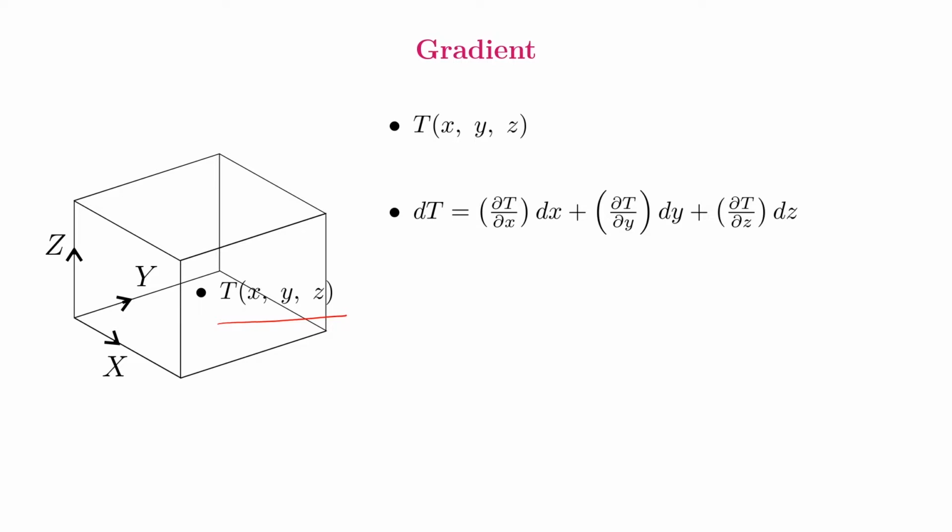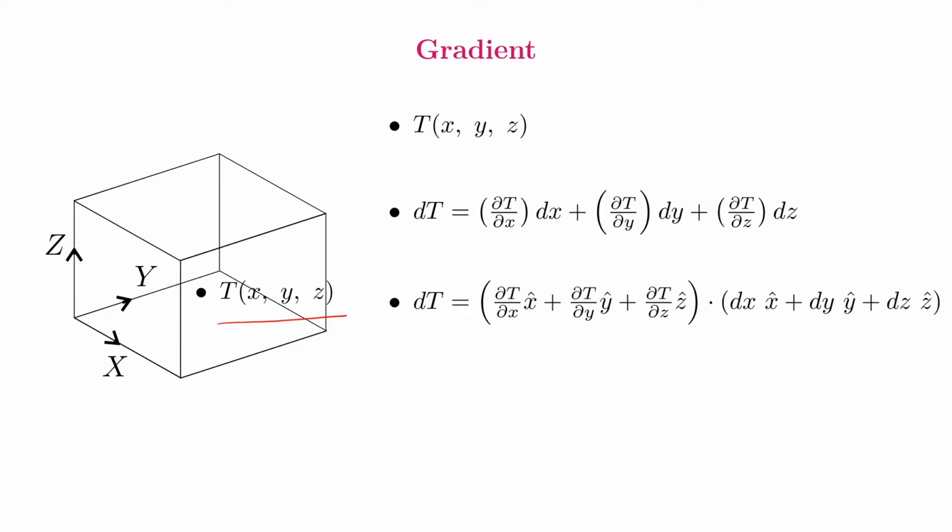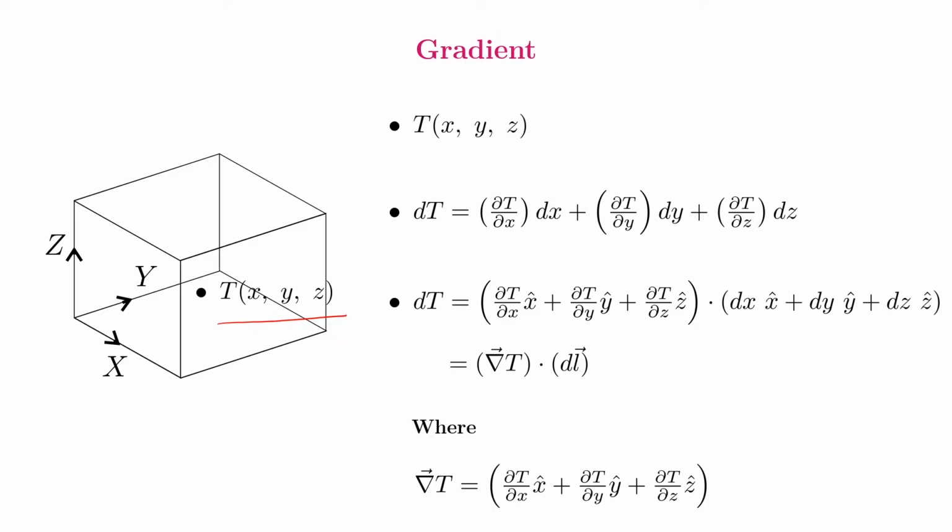dx, dy, and dz. And this equation can be represented in terms of a dot product as (∂T/∂x x̂ + ∂T/∂y ŷ + ∂T/∂z ẑ) · (dx x̂ + dy ŷ + dz ẑ), or ∇T · dl, where ∇T = ∂T/∂x x̂ + ∂T/∂y ŷ + ∂T/∂z ẑ is known as the gradient of the scalar function T.